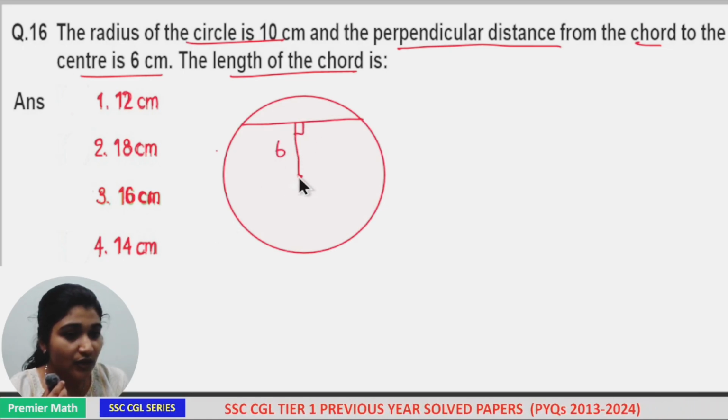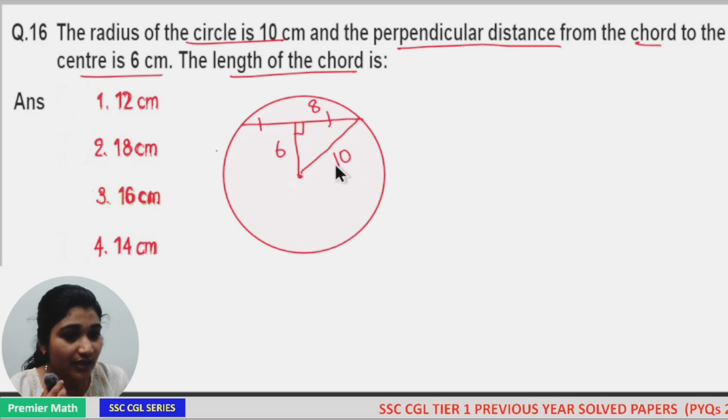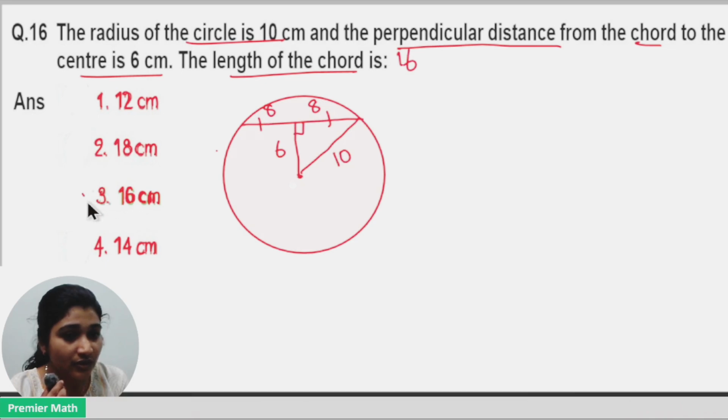Now the center's perpendicular divides the chord into two equal parts. If this is x length, this is also x length. And here this is the radius r, which is 10 centimeters. 6 square plus 8 square is equal to 10 square. So this length is equal to 8, means this is also 8. Then chord length is equal to 16. Option 3 is your answer.